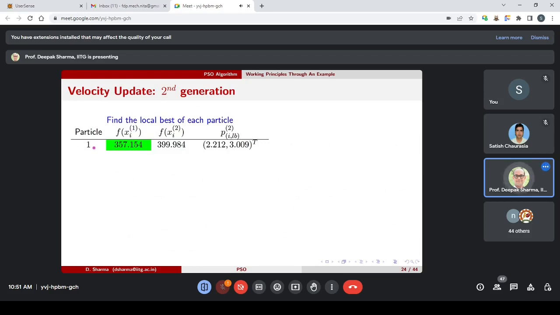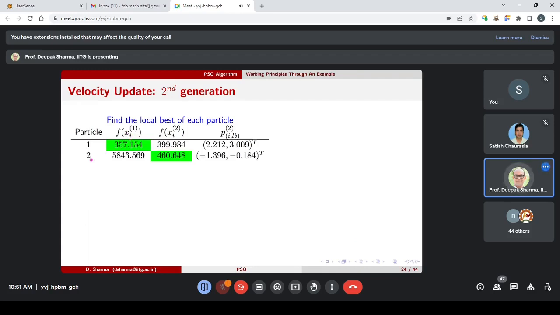So for particle 1, column 2 will be the fitness value of the initial swarm, and column 3 the fitness value of the updated position. If I look at both of them, I can understand that 357 is smaller than 399. So the local best position will be corresponding to the previous position.